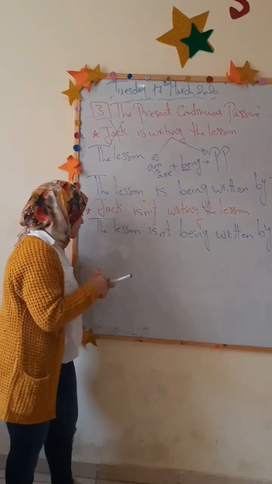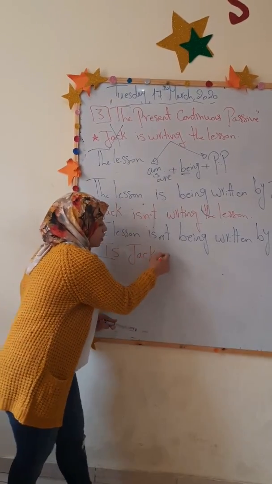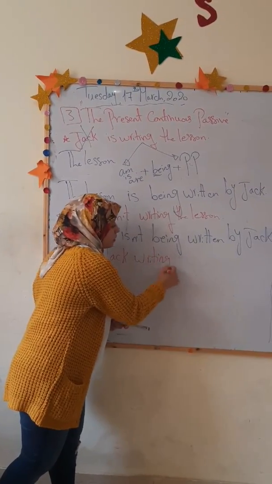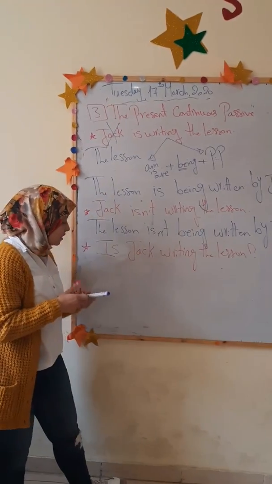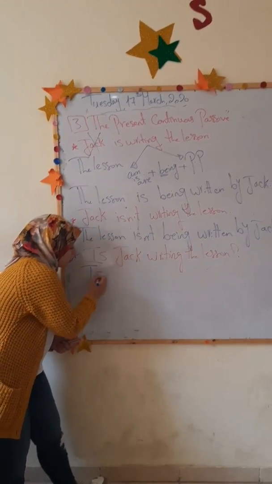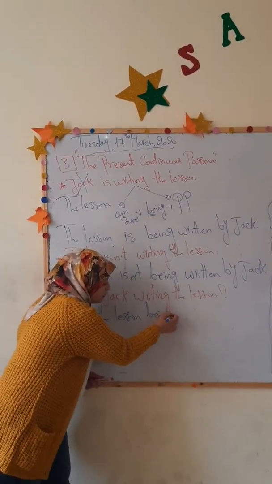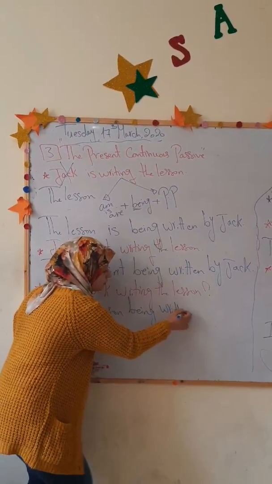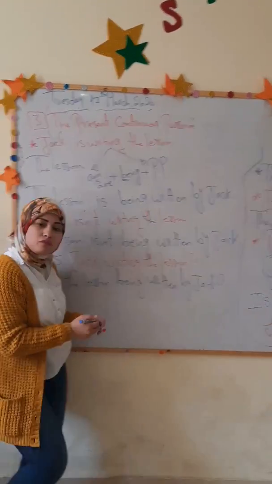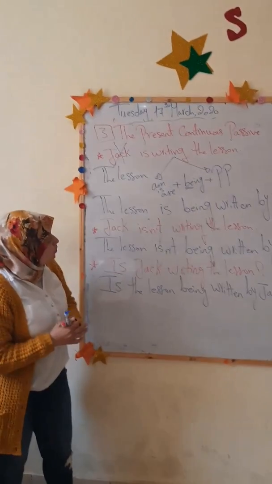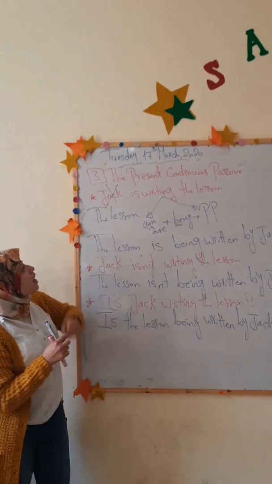Okay? Again, if it's a question, is Jack writing the lesson? So it will be the same idea here. So keep it question as it is, so it will be is the lesson being written by Jack? And question mark. Okay? So this is the present continuous in the passive voice. Okay? Notice something.